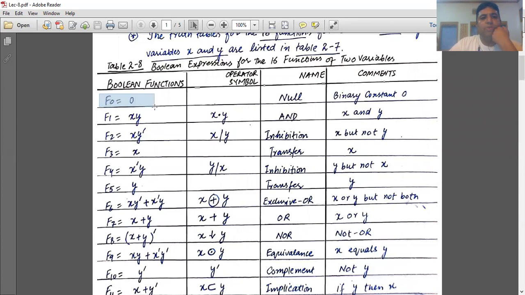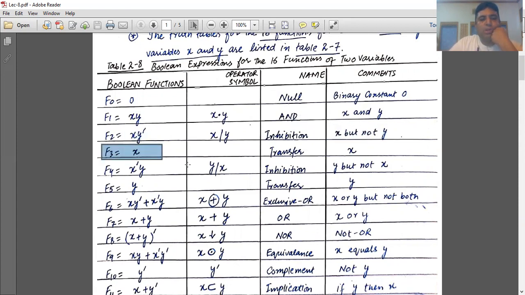First one is F is equal to 0. 0 means you can give any logic to the input and it will remain 0, binary constant 0 or null. Okay. Next one is AND. We already know what an AND is, x and y. It gives an output 1 when both the variables are 1. F2 is x y bar, which means inhibition. It means x but not y. X will be 1, y will be 0.